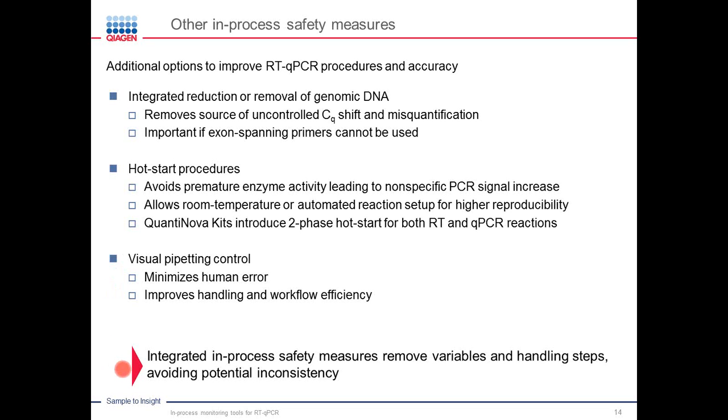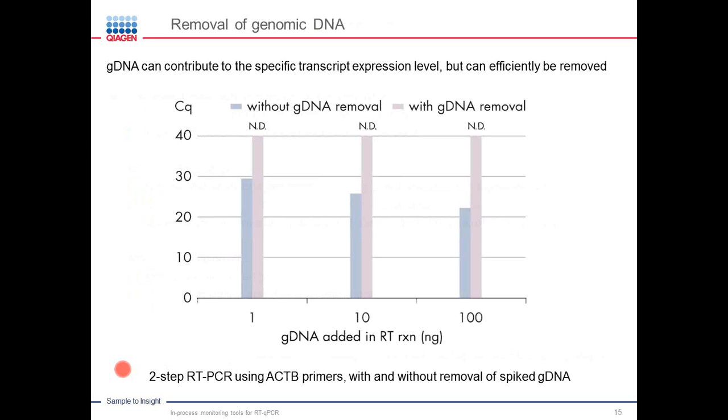So overall, these are integrated in-process safety measures that are taking away any type of variables or even additional handling steps to deal with them. They are just integrated into the process. That simply means we don't have to do additional working steps here. We can just avoid this type of potential inconsistency by an integrated process in our qRT-PCR.